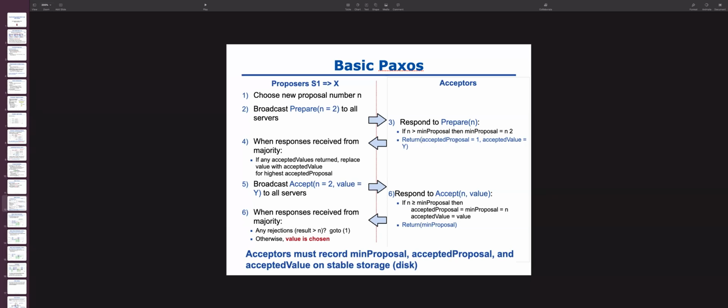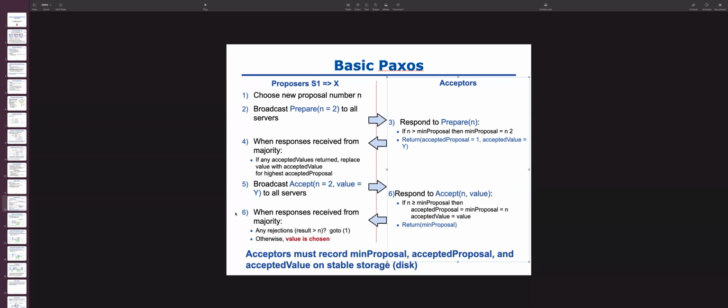And if any accepted value is there, that accepted value will be sent to the proposers, and this guy will pick that value and send it to all the followers in the accept. Say there is no accepted value, if it's not sending any accepted value at step number 3, then at step number 4 it will pick its own value as X, and broadcast that value to every follower to accept it.